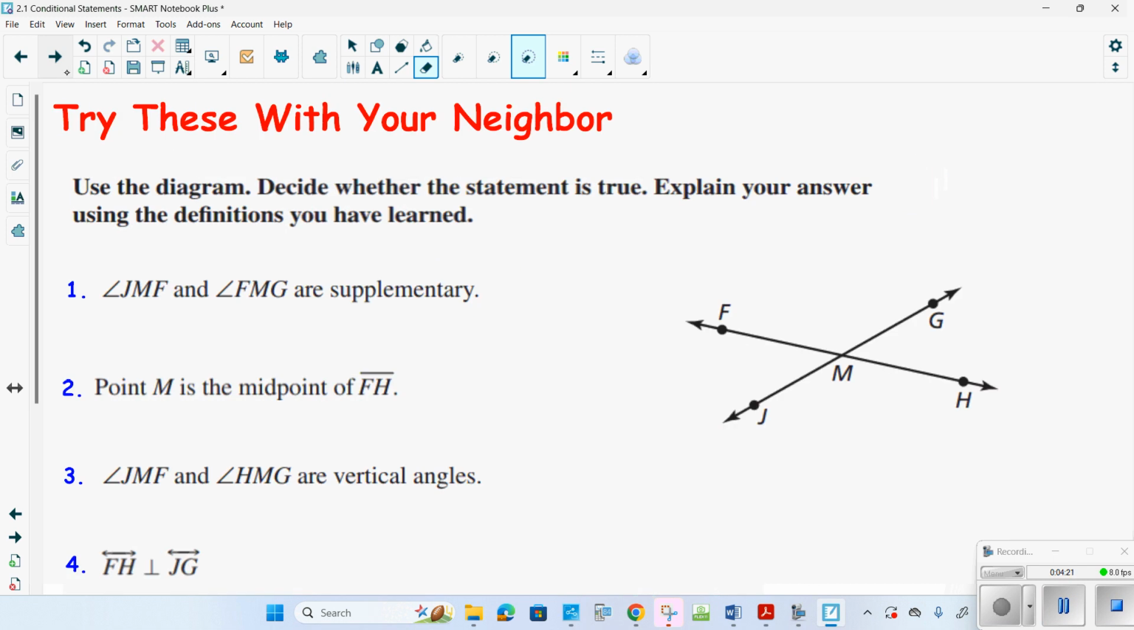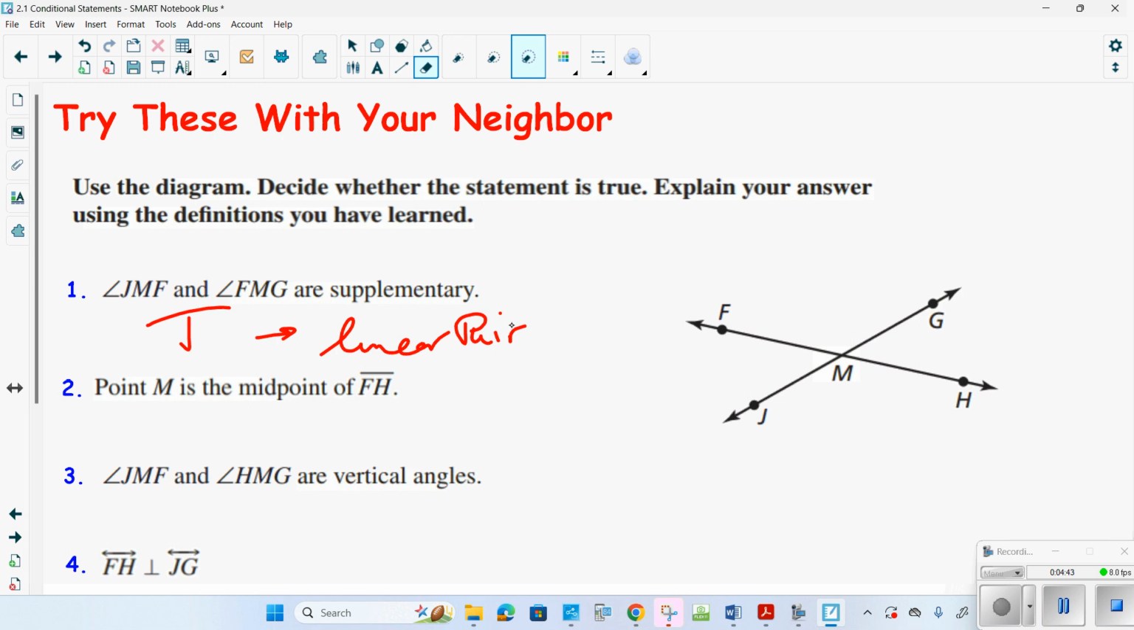Try these on your own a little bit. So go ahead and hit the pause button as you're at home, and then I'll put the answers up. All right, welcome back. JMF and FMG are supplementary. That is true. Again, linear pair: two angles that are adjacent that make up a straight line.